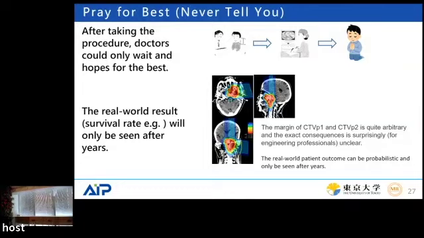It may surprise you, but actually in the medical domain there's no conclusion, and we don't know. It's quite random to make this margin. Of course, the doctor won't tell you, because it's so terrifying. What the doctor does is, somehow randomly, or with some guess and their expertise, make a margin, and then tell you, okay, let's do it, and pray for the best. So this is the real world of medical things. The actual result can only be seen after years.